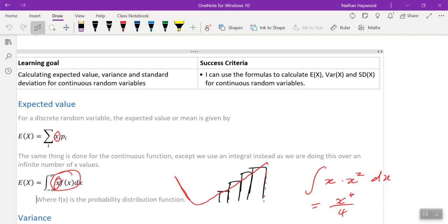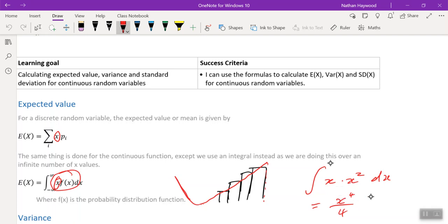It's a very simple example. Are there any questions about that? So that's the expected value. You would sub in, let's say we're going from 0 to 1, you would sub in 1 and 0. So your expected value would be a quarter.